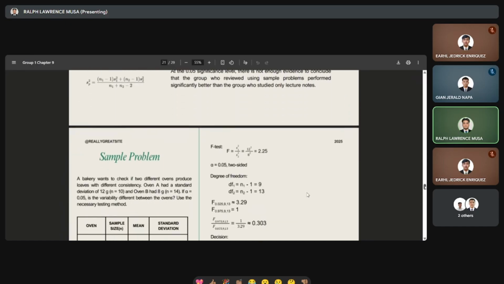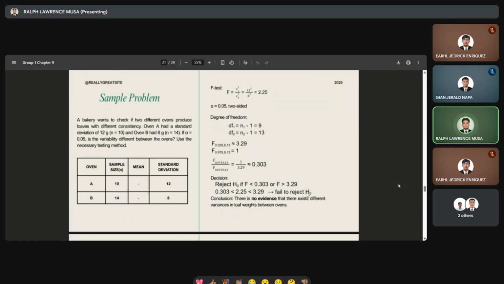Next slide. For this sample problem, a bakery wants to check if two different ovens produce loaves with different consistency. Oven A had a standard deviation of 12 g, n is equal to 10. And oven B had 8 g, n is equal to 14. If alpha is equal to 0.05, is the variability different between the ovens? Use the necessary testing method.